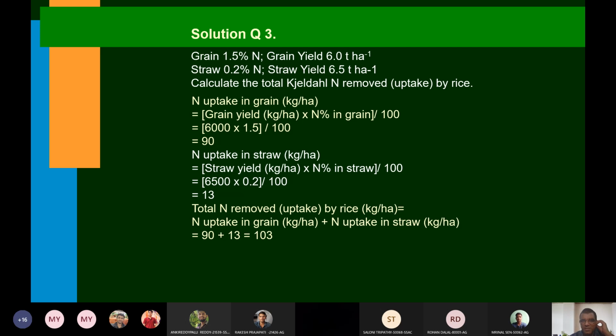So nitrogen percent in rice straw is 0.5 to 0.6%. In wheat straw, it is 0.4% to 0.45%. So here, the total nitrogen removed by rice is 90 plus 13, 90 in grain and 13 in straw. So 103. Now the interpretation is that in 1 hectare, if you want to produce 6 tons of grain, then your whole crop, rice plus straw, removes about 100 kg nitrogen.